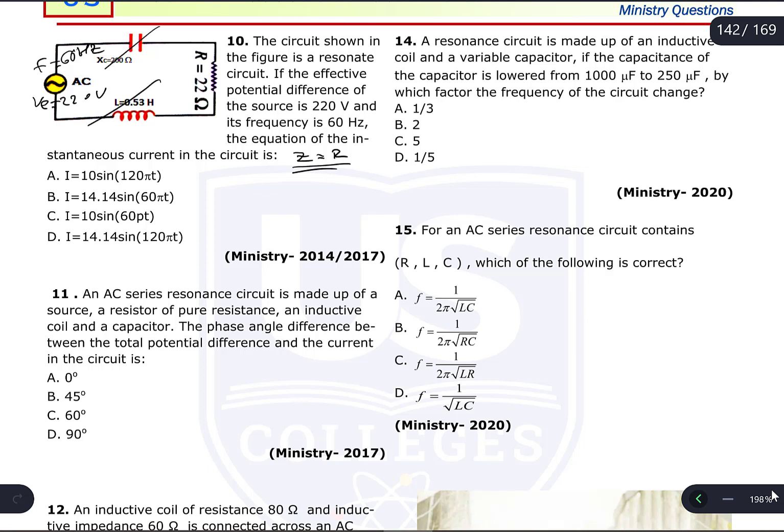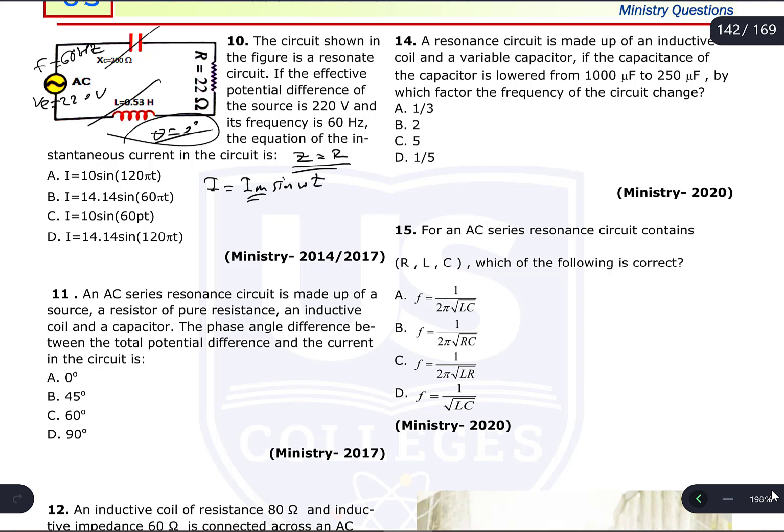So what is the equation of the instantaneous current in the circuit? Because it's a resonating circuit, only R is effectively connected to the generator. Why? Because XL is equal to XC, so you can think that this is a pure resistance circuit. So electric current and potential difference are in phase, and the phase angle difference is 0. In all resonating circuits, series or parallel, the phase angle difference is 0. So the electric current equation is I = Im sine omega t.